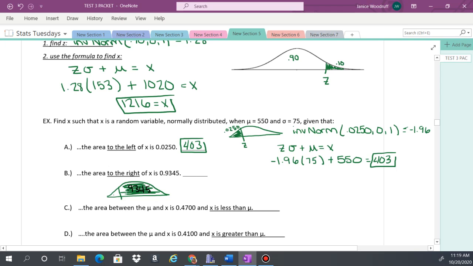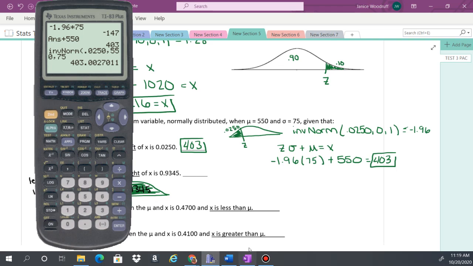Okay, I need to find this little missing piece right here. So area to the left is going to be 1 minus 0.9345. So 0.0655.